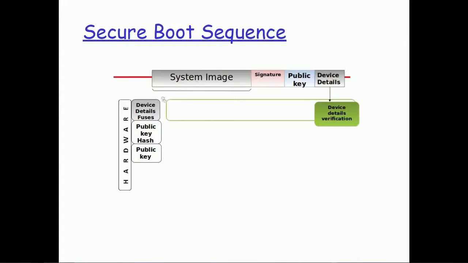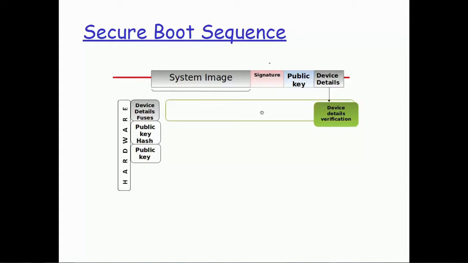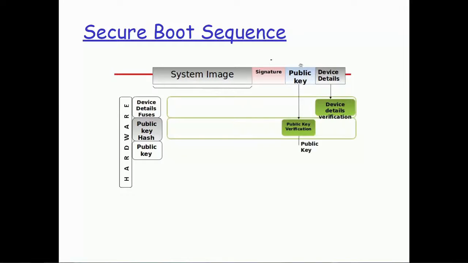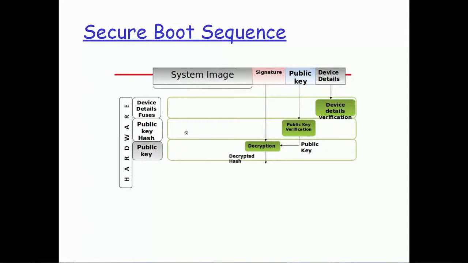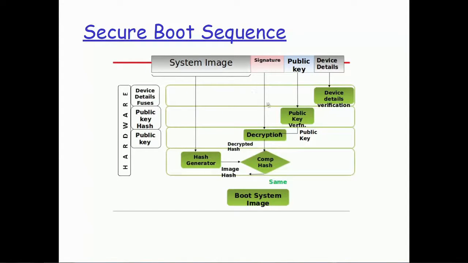So, this is basically what actually happens. The device details part of it is also fused. As part of my image, I will have the device details also available. So, as the first phase, those will be verified. Once they are successful, my public key will be extracted and the public key verification will happen. So, the hash of this public key and what has been fused earlier as the public key hash will be compared. Once they are compared, I know that I have got the correct public key. I will use that public key and then decrypt the hash that has been made available for this system image.